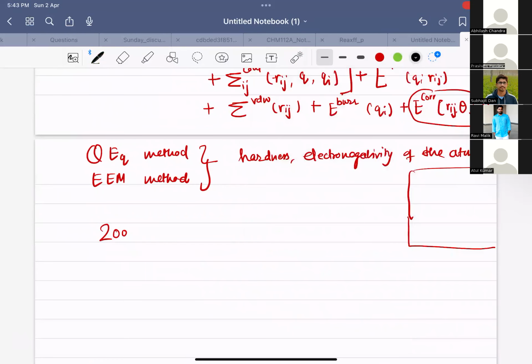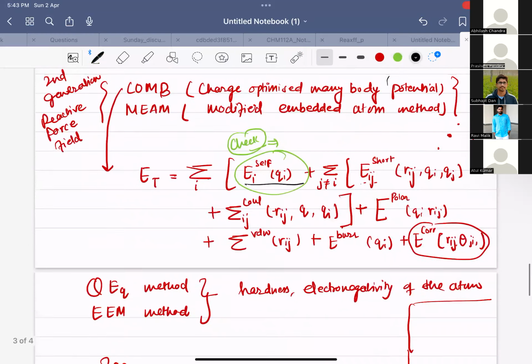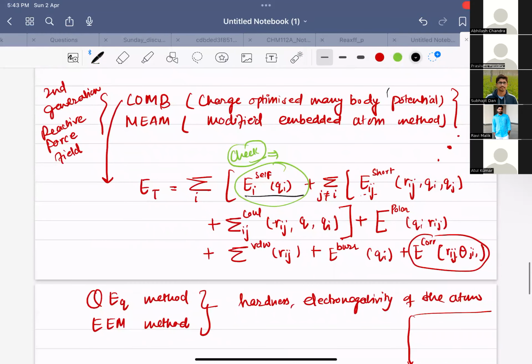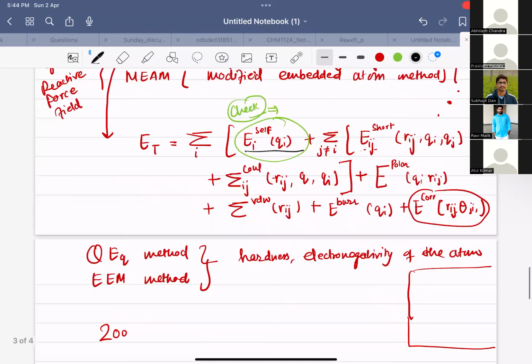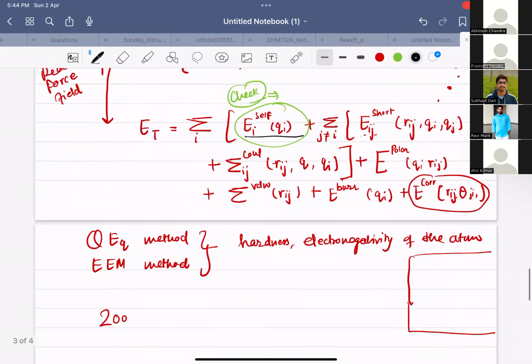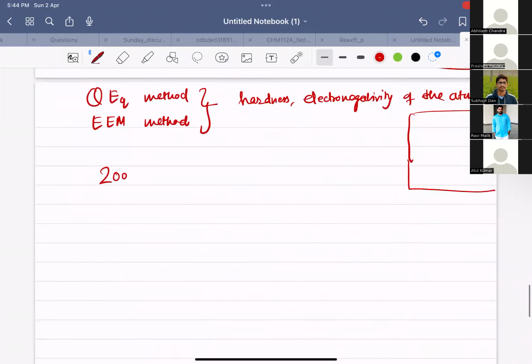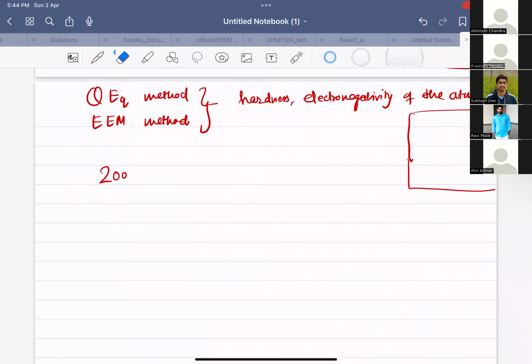Okay. So one thing more: the next time when my turn comes again, I will explain this Coulomb potential in detail. Then it might be clear to you. So now coming to ReaxFF.